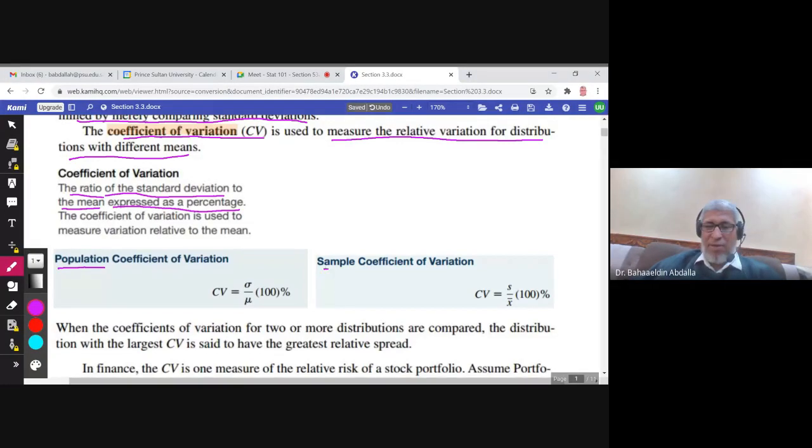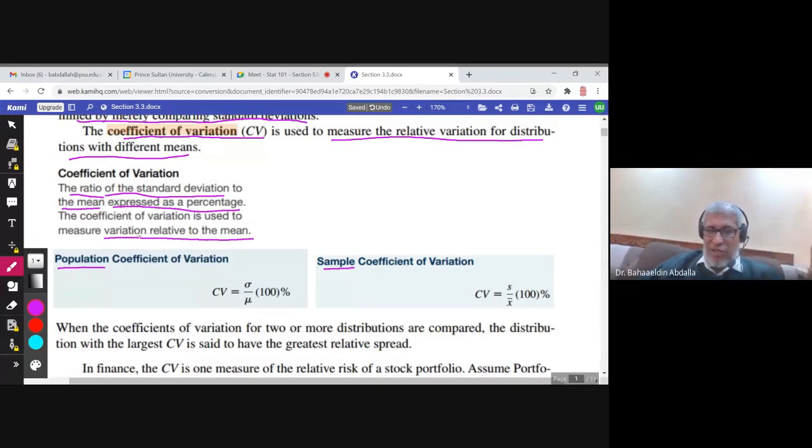In case of sample, the standard deviation of the sample is S, and the mean of the sample is X bar. So we divide S by X bar times 100%. So it's always the ratio of the standard deviation to the mean. The coefficient of variation measures variation relative to the mean. This is very important.